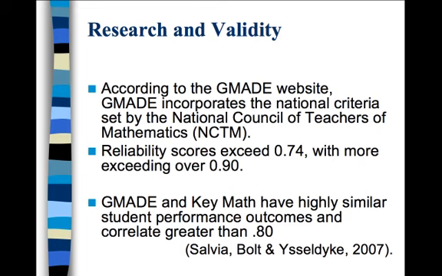Research and validity. According to the GMADE website, GMADE incorporates the national criteria set by the National Council of Teachers of Mathematics. GMADE has sampled an approximate 28,000 students. Reliability scores exceed 0.74, with more exceeding over 0.90. The lowest reliabilities exist for the process and application materials beyond grade 4.